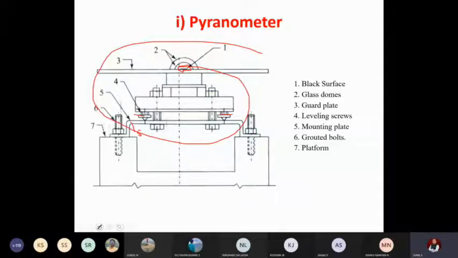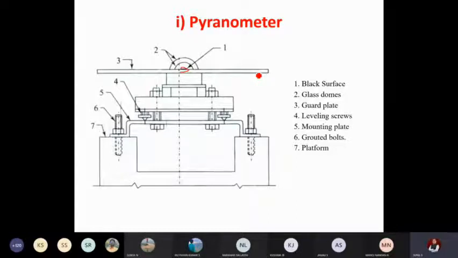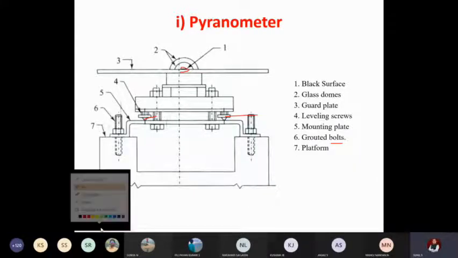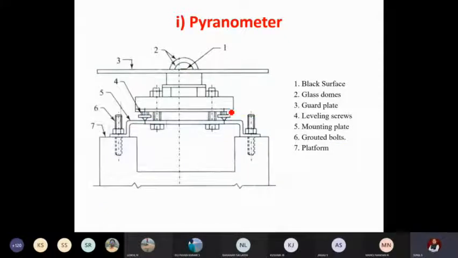Once again I'll repeat. First there will be a black metallic strip. It will be covered by a glass dome and the entire assembly will be placed on a guard plate. The guard plate in turn will be placed on a mounting plate, to maintain the exact horizontalness, with the help of leveling screws. There will be 2 leveling screws, so you can maintain exact level. Then the entire assembly will be mounted with the help of grouted bolts onto a platform. So this is the construction of the pyranometer.